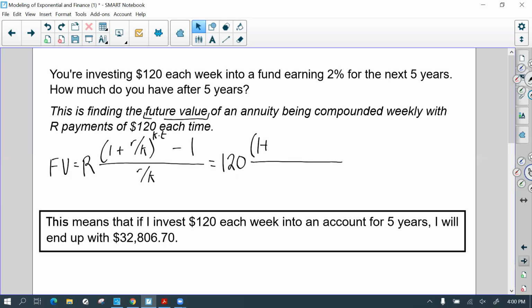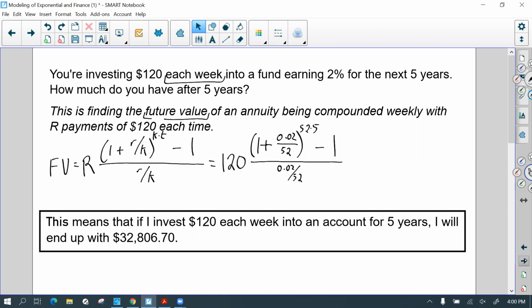1 plus the rate, which is 2%, so 0.02, divided by k. So that's how often you're putting money in. We're putting money in every week. So there's 52 weeks in a year. And 52 raised to the 52 times t, minus 1, all over 0.02 divided by 52.